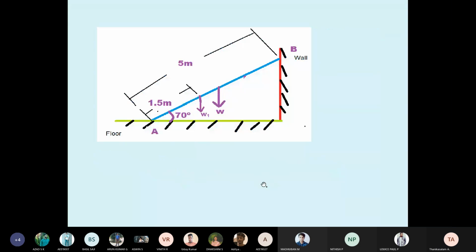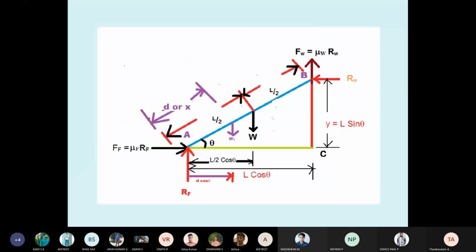Now see the diagram. Ladder length 5 meter. One man is standing 1.5 meter from the bottom. The man's weight W1. The weight of the ladder acts at the middle, L by 2 distance, that is 2.5 meter, 2.5 meter. Angle 70 degree. This is not a free body diagram, it's a space diagram. Now see the free body diagram. You have to calculate where the man is standing, 1.5 meter. Therefore, what is the horizontal distance? d cos theta.